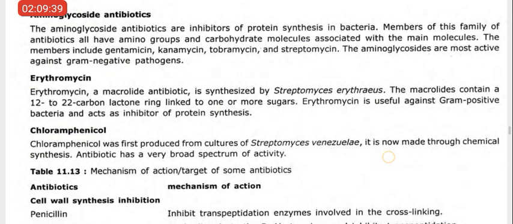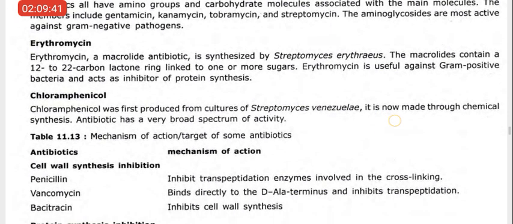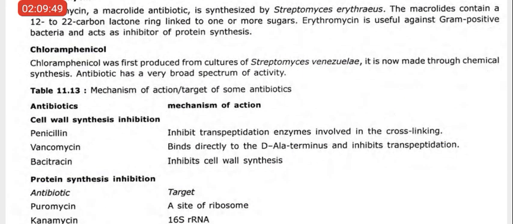Then chloramphenicol. Chloramphenicol was produced from cultures of Streptomyces venezuelae. It is now made through chemical synthesis. The antibiotic has a very broad spectrum of activity.